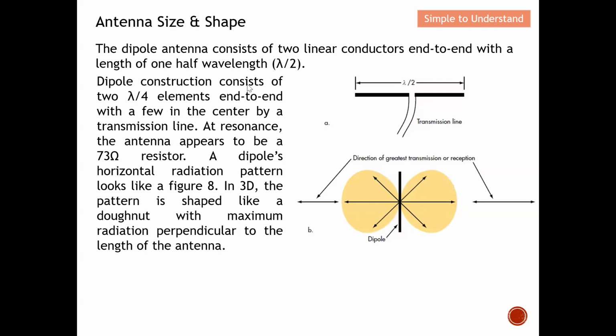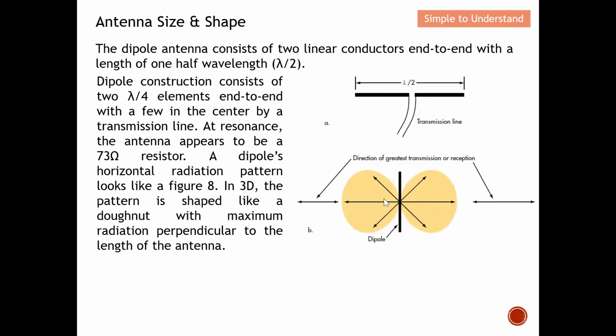So the dipole construction consists of two lambda over 4 elements end to end, with a feed in the center by a transmission line. You can see that the signal is fed by this transmission line, and you have two quarter wavelengths that make up the dipole antenna. At resonance, the antenna appears to be a 73 ohm resistor. A dipole horizontal radiation pattern looks like a figure 8.